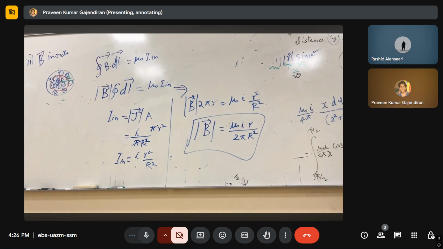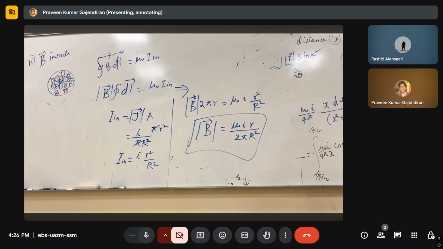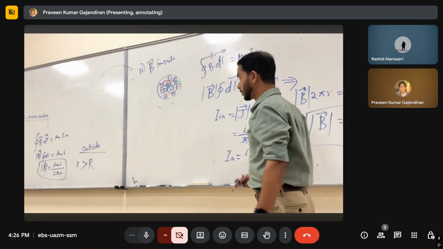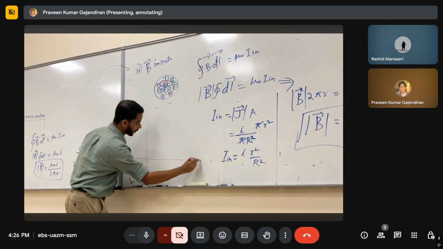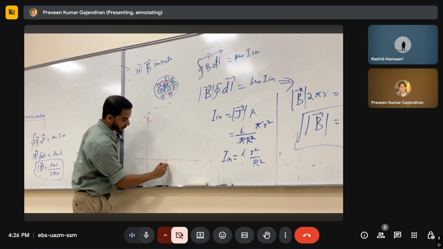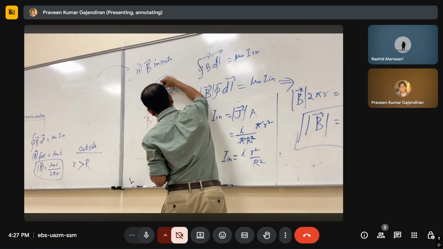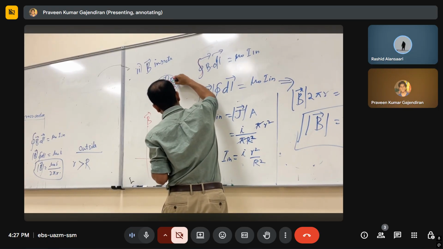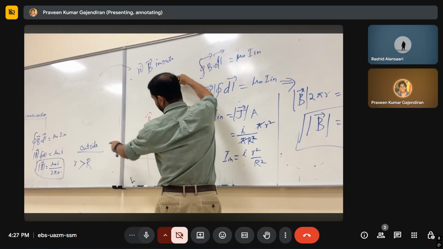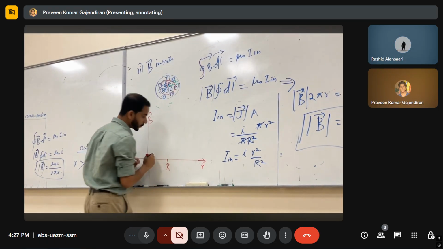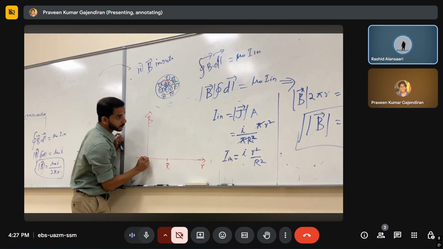Now, if I ask you to plot the magnetic field of a current carrying thick wire, the magnetic field at different points from the center to anywhere outside, how do you plot it? The graphical plot. I have the surface here at R, and it's going as a function of r, which means I should start the magnetic field from this point. And it changes, so it is almost linear.